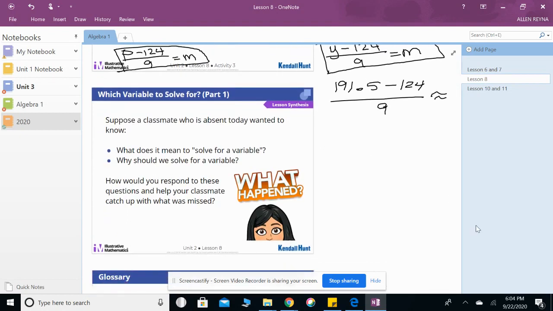Okay, so let's say that a classmate was absent today and they wanted to know, what does it mean to solve for a variable? What would you tell them? And then let's say, what if they asked, why should we do that? Why would we want to solve for a variable? What would you tell them?